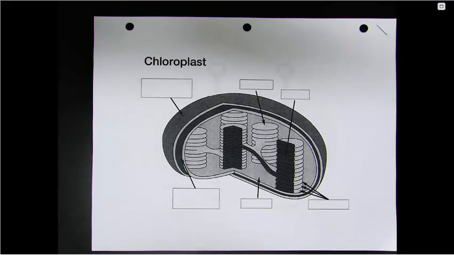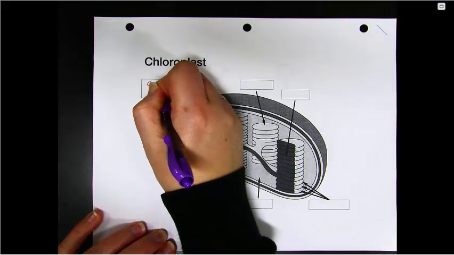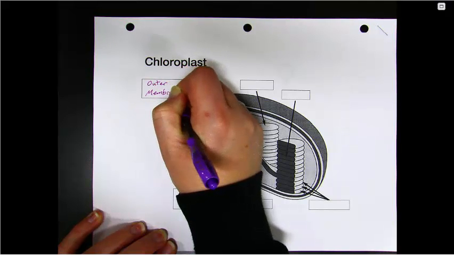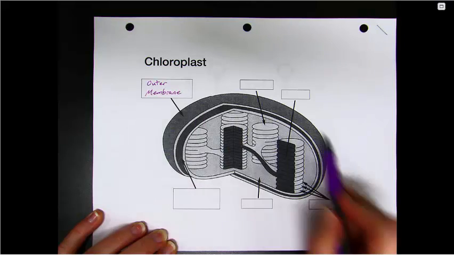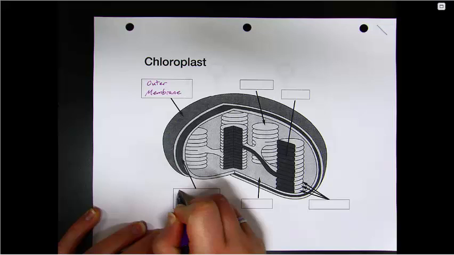Now the chloroplast is made up of a few components. The chloroplast has an outer and inner membrane. And we can see the outer membrane around the outside, and that inner membrane is just inside of the outer membrane.